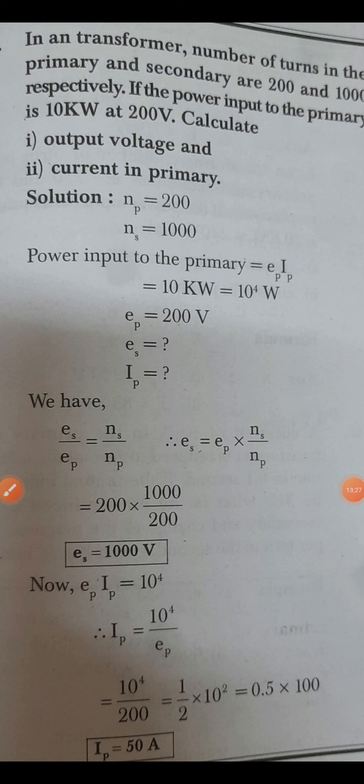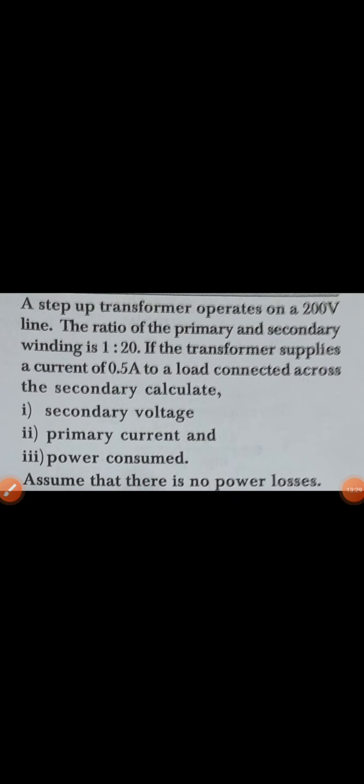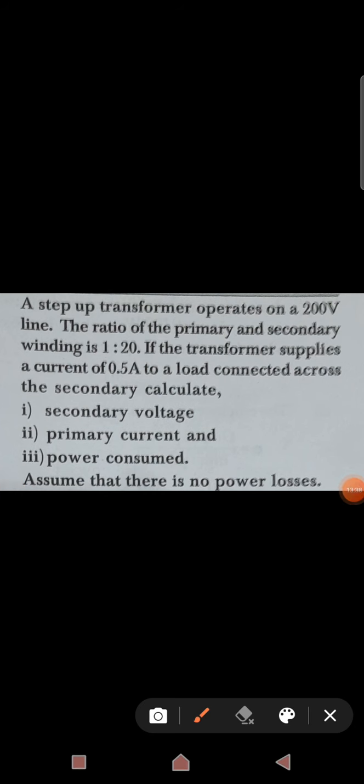Now we'll move to the third question. The third question says that a step up transformer operates at 200 volt line. So EMF is given, so we can consider that's the EMF of the primary, 200 volt. The ratio of primary to secondary windings, means the ratio of the number of turns, NP upon NS, is 1 upon 20. The ratio of the primary and the secondary winding is 1 upon 20.